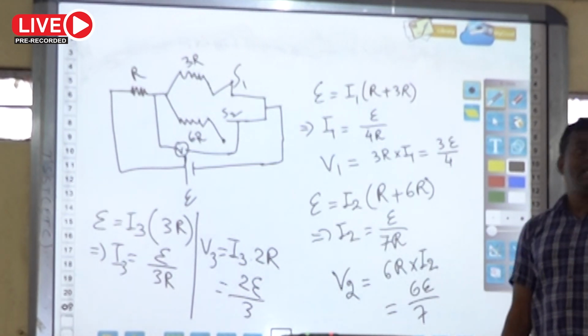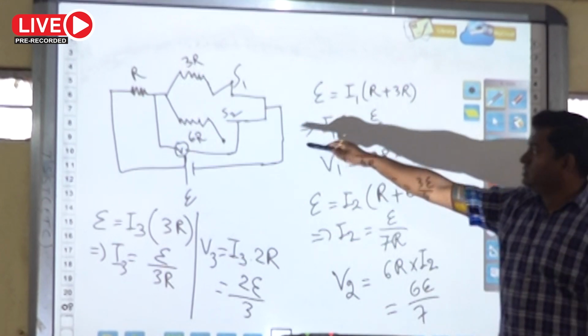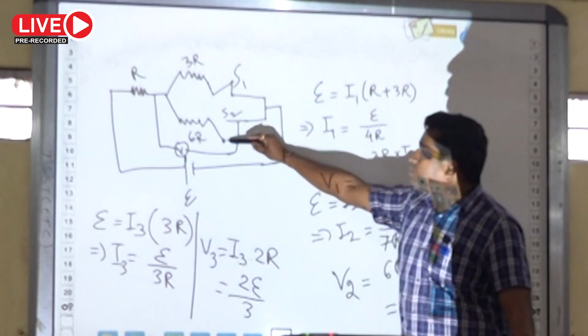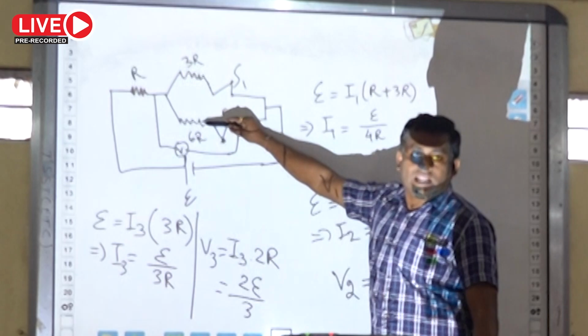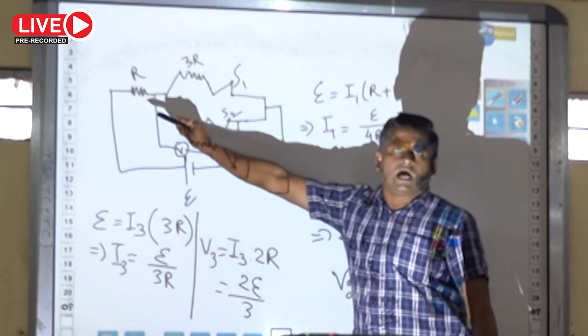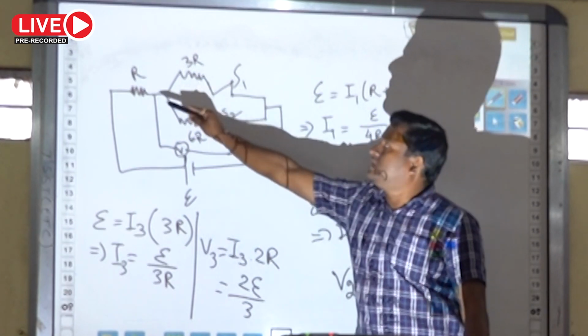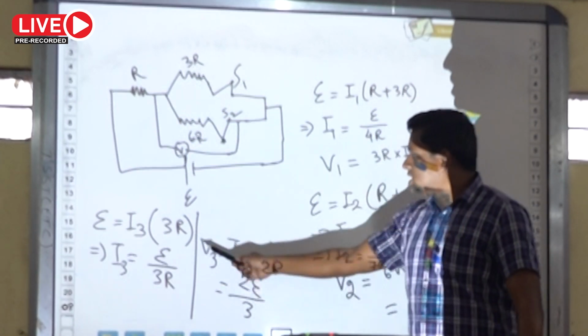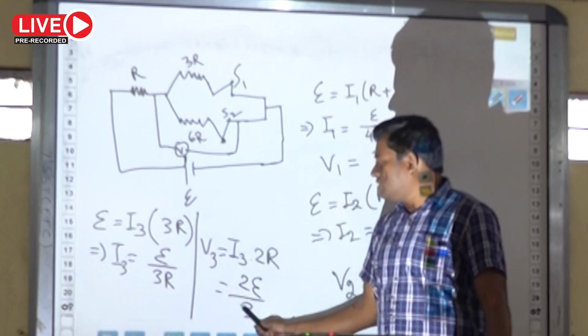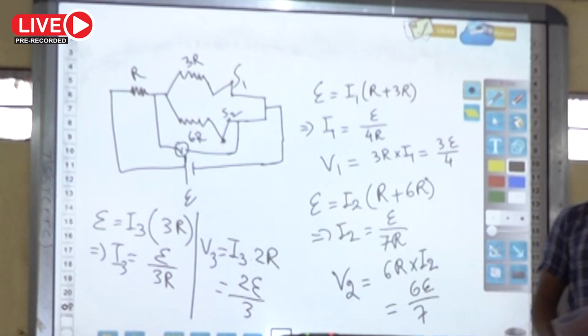In the last case, S1 and S2 are both closed. In that case, what will happen? These two are in parallel, and that is in series with R. So 3R and 6R in parallel will be 2R. It is in series with R, so the total resistance is 3R. Then calculate I3 and calculate V3.